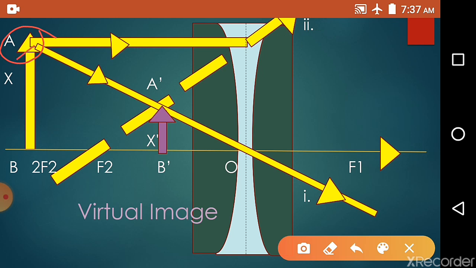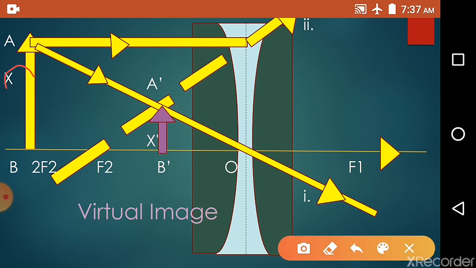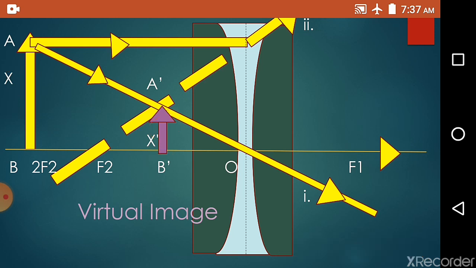So here A is sending light rays, so A is the object. For the point A we have the image A dash. In this way we also get x dash. Here x dash is also mentioned. For the middle point x, we have the image of x. In this way we got all the points as images, and here it is b dash, for B. Now this one is the virtual image.